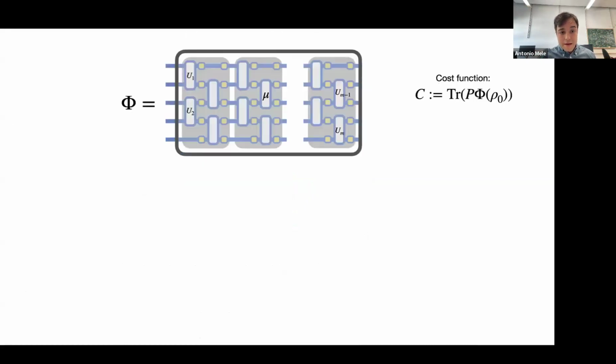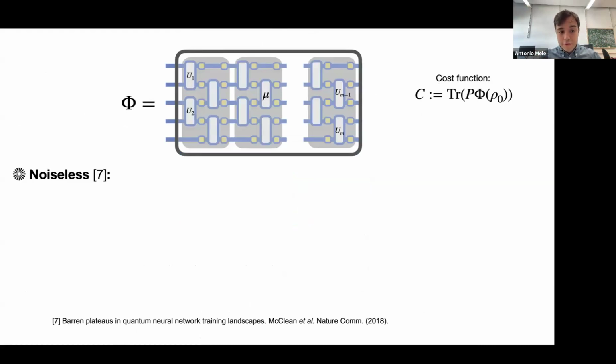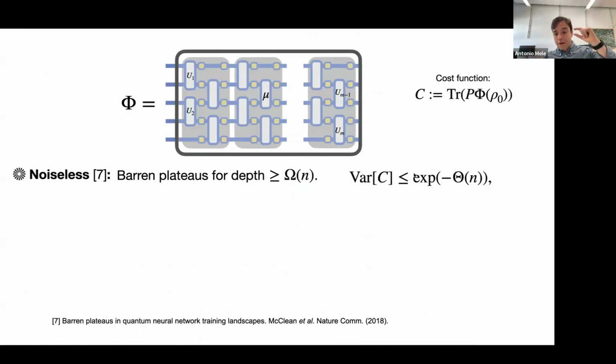Okay, and so let me review previous results on barren plateau. It was shown that if we don't have any kind of noise in the circuit, at linear depth, we have barren plateau, and that means that the variance of the cost function is exponentially small. It means that for most of the region of your parameter space, the value of the cost function is very, very close to 0.